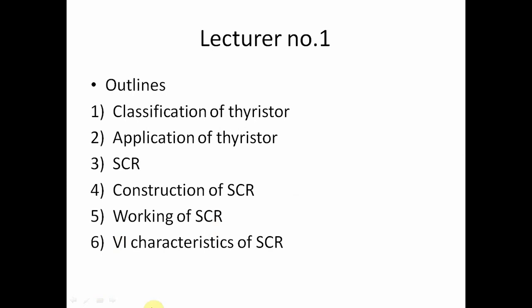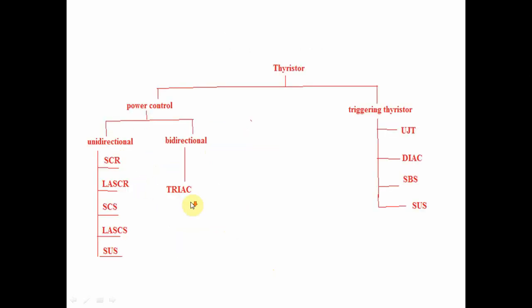In thyristor family devices, this is lecture number one. These are the outlines of lecture number one. First one is the classification of thyristor. Second one is the application of thyristor. Third one is the SCR. Fourth one, construction of SCR. Fifth one, working of SCR, and sixth one, VI characteristics of SCR. The SCR term is very important in power electronics.